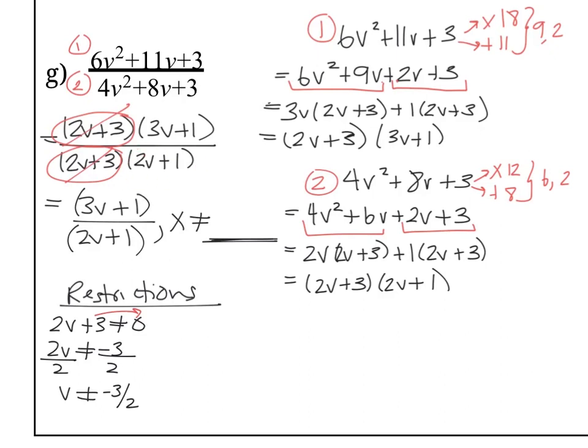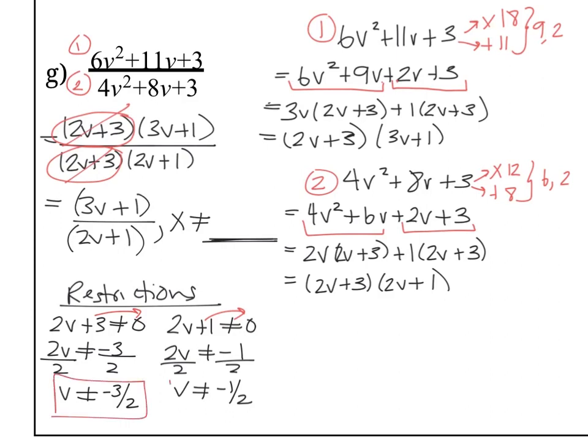And then our second restriction will come from this binomial, 2v plus 1. So we have 2v plus 1. That also cannot equal 0. And so I'm going to send this plus 1 over. And we'll be left with 2v cannot equal negative 1. And we're going to divide by 2 and divide by 2. And we'll have v cannot equal negative 1 over 2. So we have our two restrictions right here. So we're going to add them to our final equation. So these two expressions are equivalent as long as v does not equal negative 3 over 2 or negative 1 over 2. And there's our final answer.